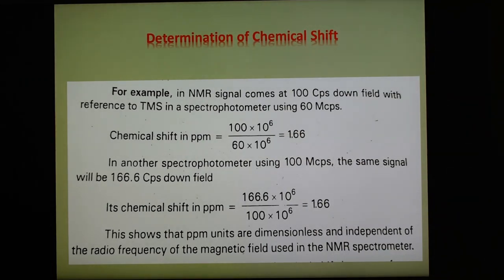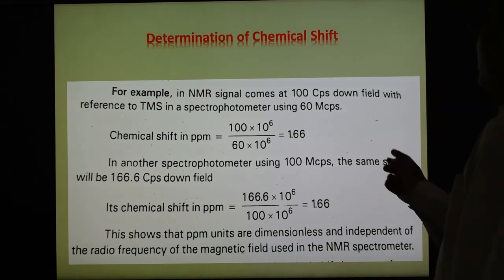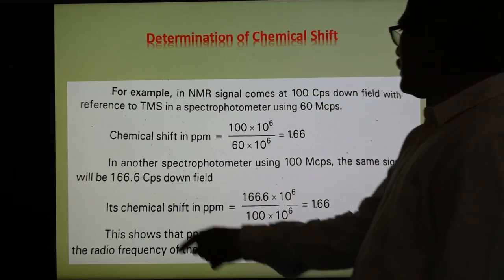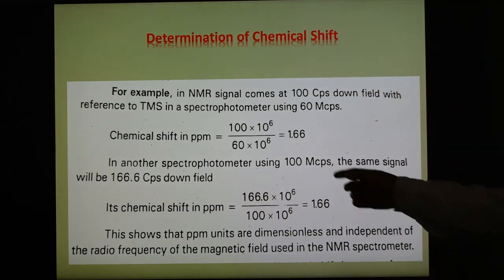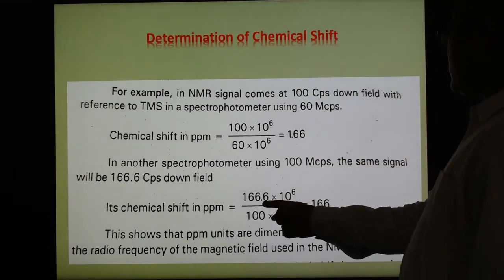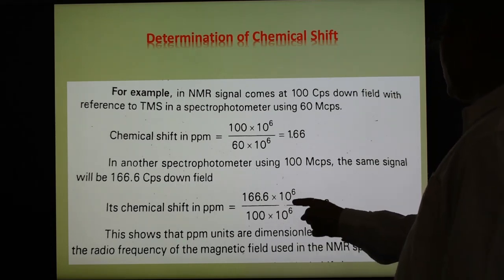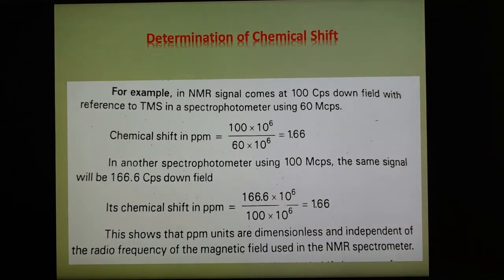In another spectrophotometer using 100 megacycles per second, the same signal will be 166 CPS downfield. So again the chemical shift can be determined as 166 into 10 to the power 6 divided by 100 into 10 to the power 6, so again the value comes to 1.66. This shows that ppm units are dimensionless and independent of the radio frequency of the magnetic field.